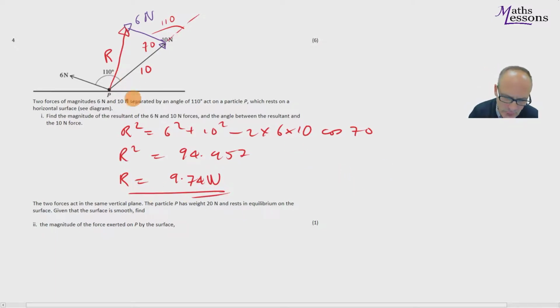Now, we want to find the angle between the resultant and the 10 newton force. So here's theta, the angle between the resultant, r, and the 10 newton force. We can solve this by using sine theta over 6, the opposite, equals sine 70 over r.